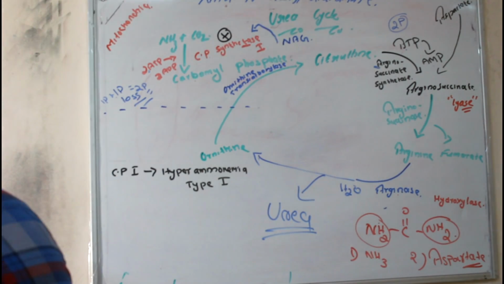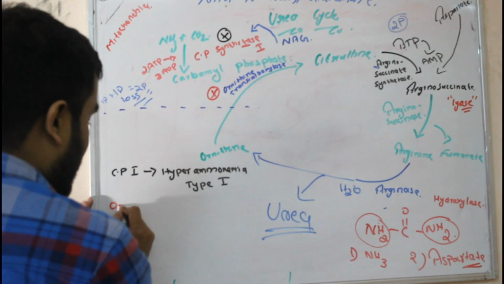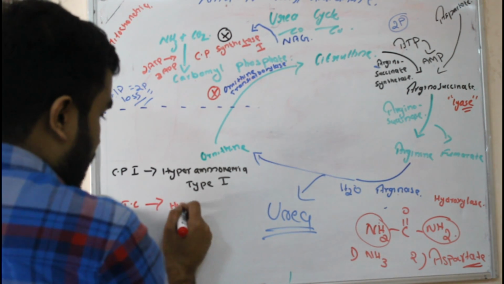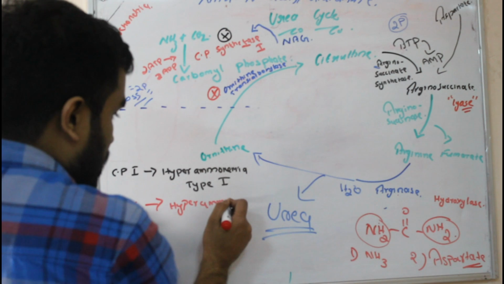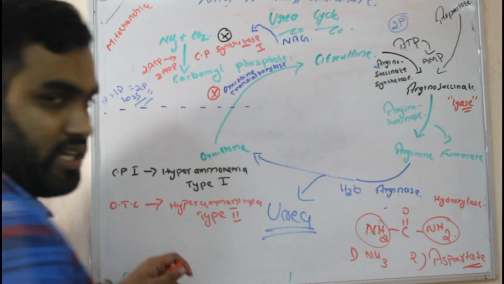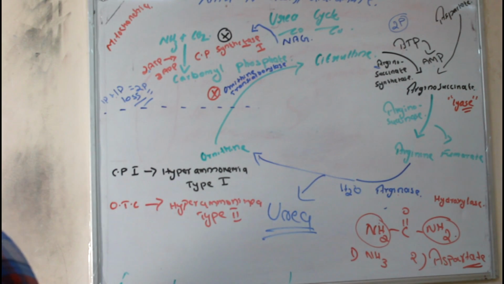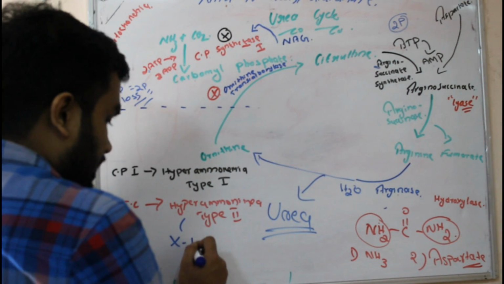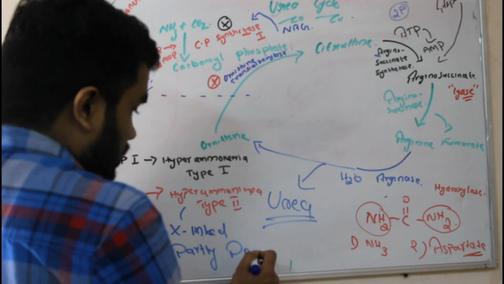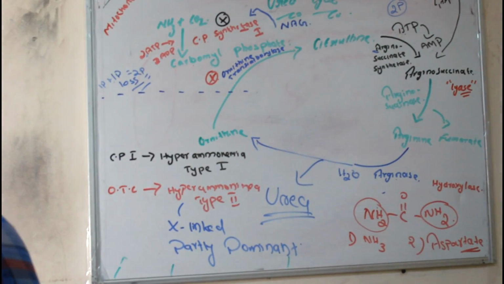Now, if the enzyme ornithine transcarboxylase is absent, it will cause hyperammonemia. Hyperammonemia means an increase in ammonia, right? If this does not occur, the ammonia cannot be detoxified to the less toxic urea. It is hyperammonemia type 2. This hyperammonemia type 2 is X-linked partly dominant. Very important. X-linked partly dominant.